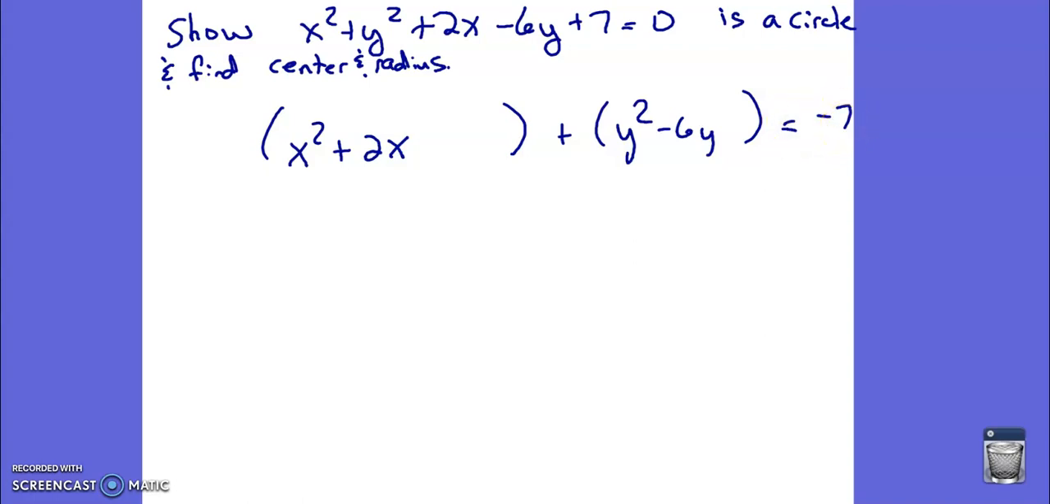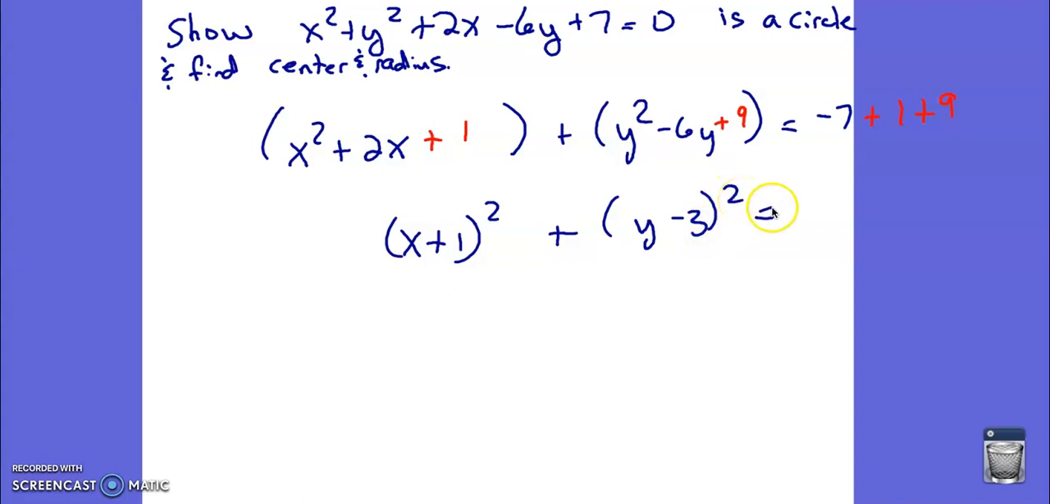So we're going to do completing the square. To complete the square, I'm going to add 1 and add 9 to both sides. That's why it's called completing the square. And then you can see the center is negative 1, 3, with the radius of square root of 3.